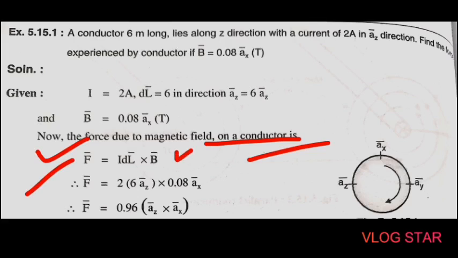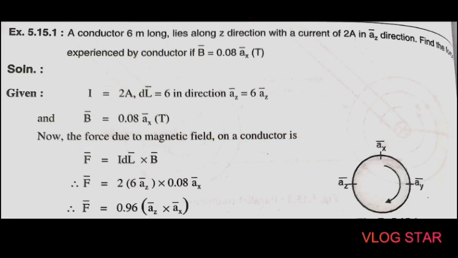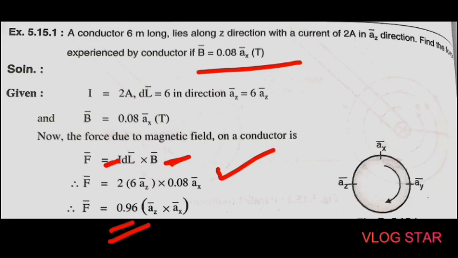So again here we know the value of I, that is 2, in bracket the value of dl bar is 6 AZ bar, because the given 6 meter long conductor lies along the Z direction. Okay, so we can write directly 6 AZ bar cross B bar, which is 0.08 AX bar. Here we have to multiply 0.08 into 2 into 6, which is equal to 0.96. Then we have to take the cross product of AZ bar cross AX bar.